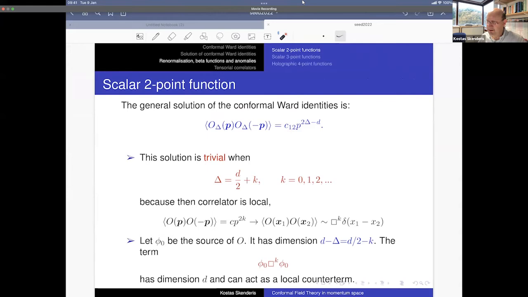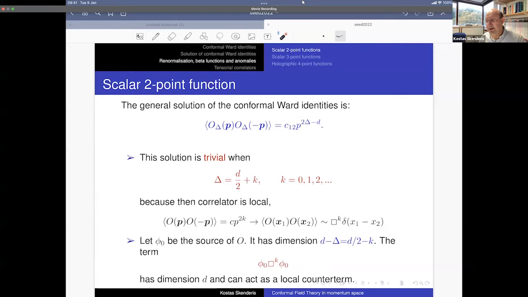But now the special cases. The first special case is when the dimension of the operator is the one I indicate over here. It's d over 2, where d is the space-time dimension, plus an integer. When that happens, this factor here becomes p to the 2k, where k is an integer. And if I Fourier transform back to position space, this is a box to the power k times a delta function. So this correlator here is localized on a single point. So it's a contact term.